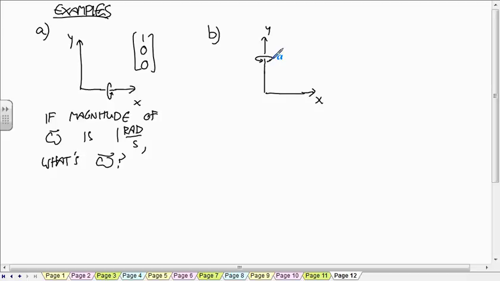Okay, and then here's the one that's a little different from those. So what about this? Where this angle is 45 degrees. So if something's rotating 45 degrees off axis like that, what's that omega vector going to be?